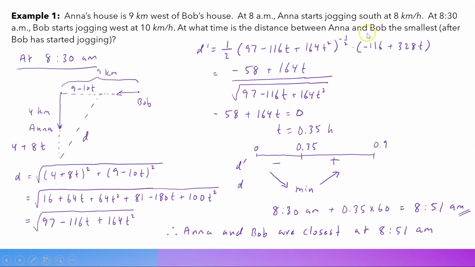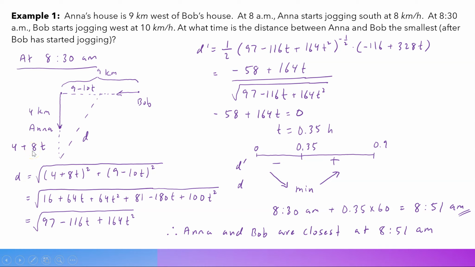After 30 minutes, Anna has traveled 4 kilometers because Anna is able to jog at 8 kilometers per hour. So in 30 minutes, she has jogged 4. So she's covered 4 kilometers. She's traveled south, while Bob is still 9 kilometers away from Anna's house.